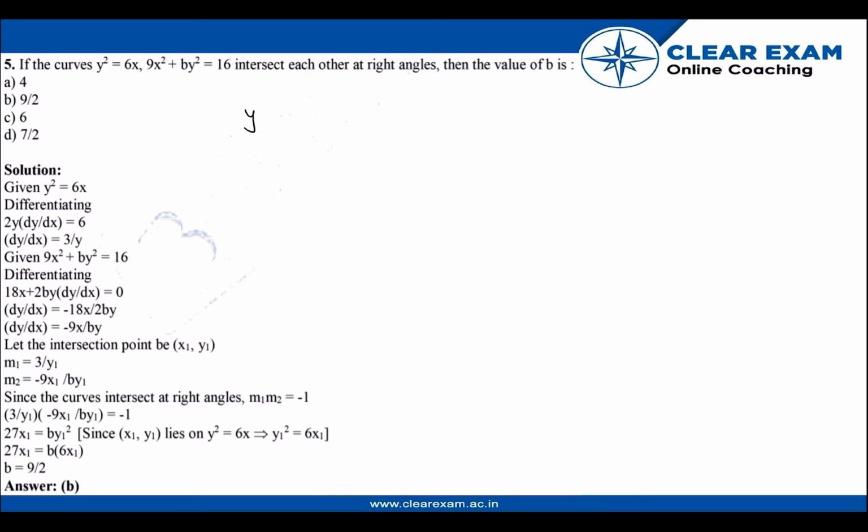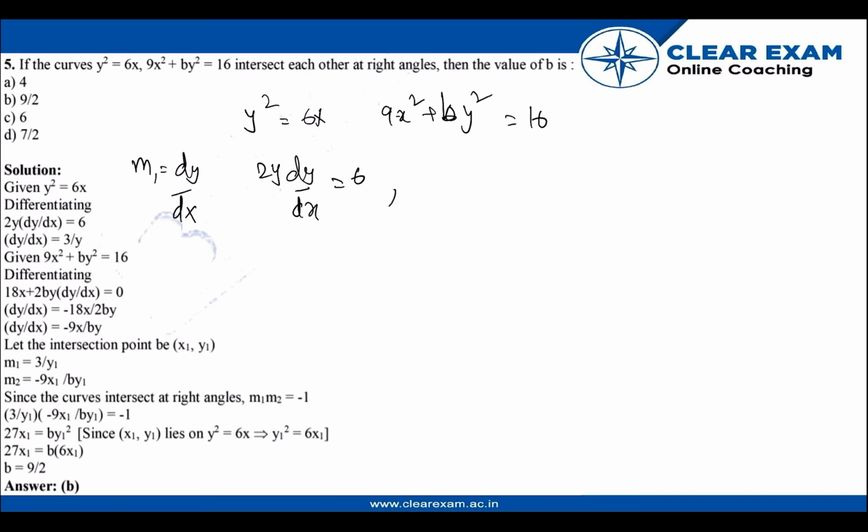So the first equation is y square equals 6x and the second equation is 9x square plus by square equals 16. Now these two equations can give us slopes m1 and m2. So let's try to find m1, that is dy upon dx for equation number 1, that is 2y dy by dx equals 6. And let's find m2, that is dy by dx with respect to x. We get 18x plus 2by dy by dx equals 0, right?